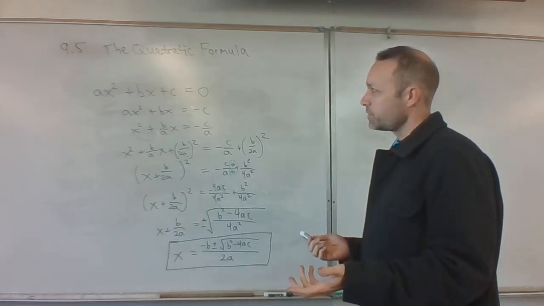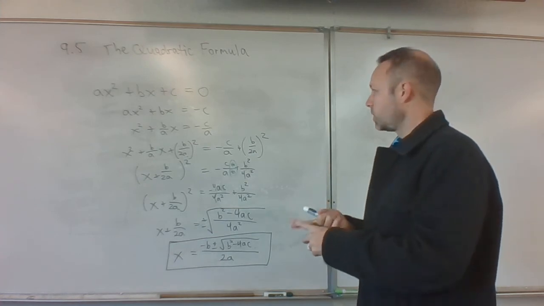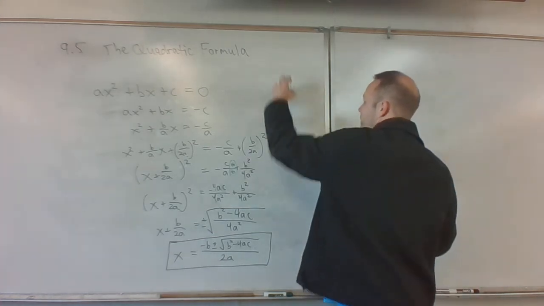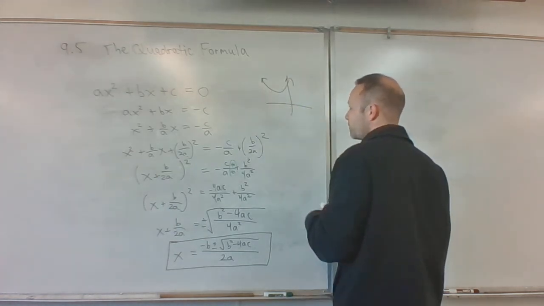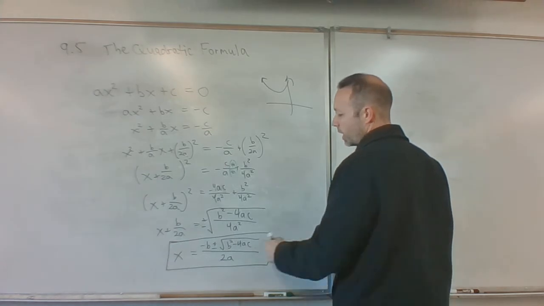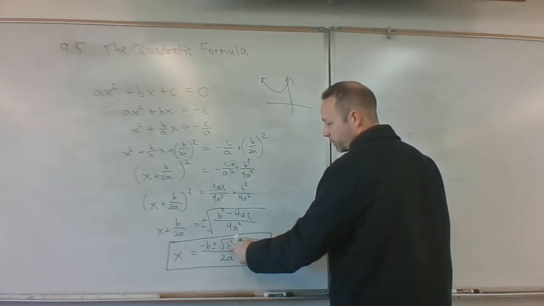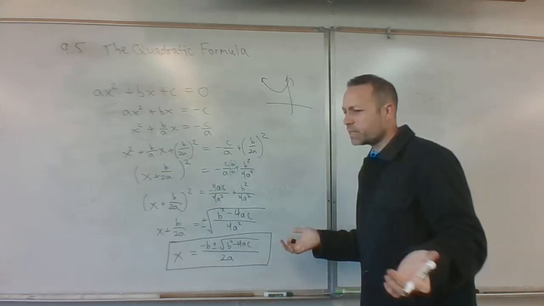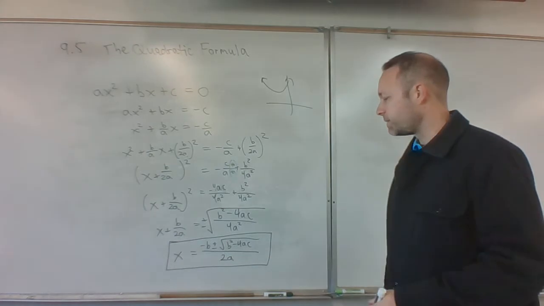Because recall with these, there can be no real solutions. And we looked at a graph, that would be like if your parabola never crosses the x-axis, you'd have no real solutions. What will happen there is what's inside the square root here, you'll get a negative number inside the square root. And at this level, we just say no real solutions if you get a negative inside the square root.